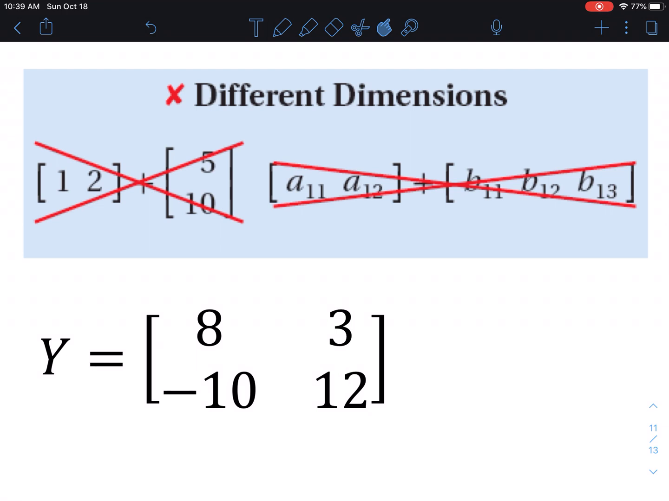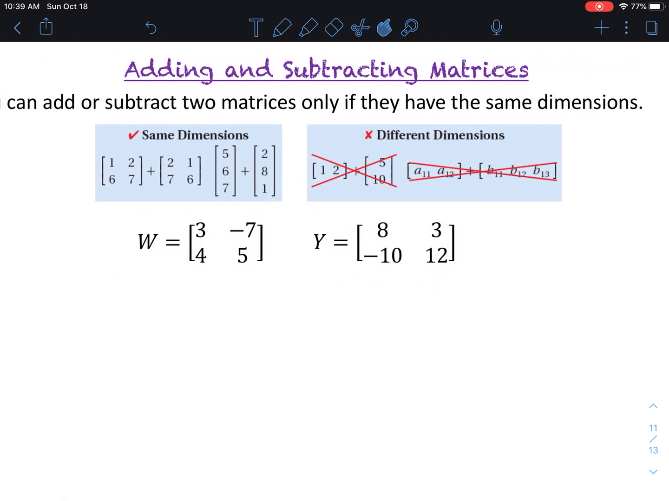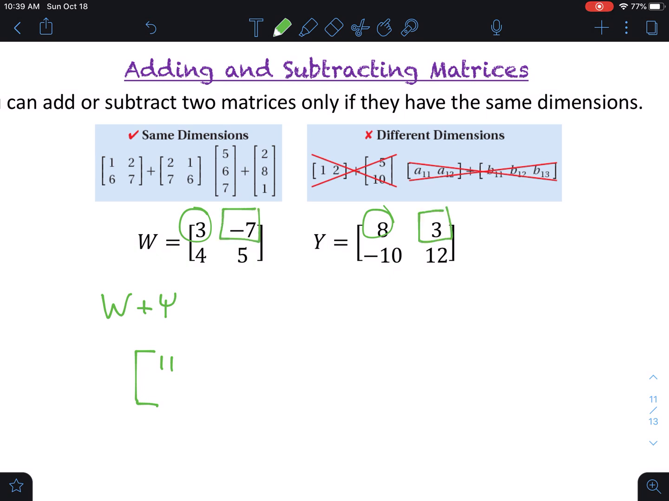Okay? And how do we add them? You simply just add each corresponding element. So if I want to say, what is W plus Y? I am going to just go 3 plus 8 and put that in the same spot. Okay? And then the next one would be -7 plus 3, and that would go in the same spot. Okay? And then 4 plus -10 would be -6, and then 5 plus 12 would be 17.